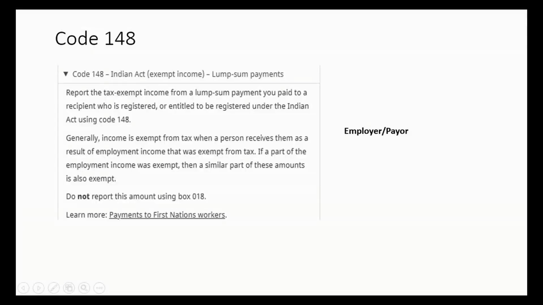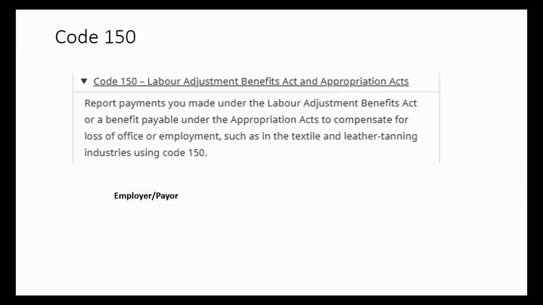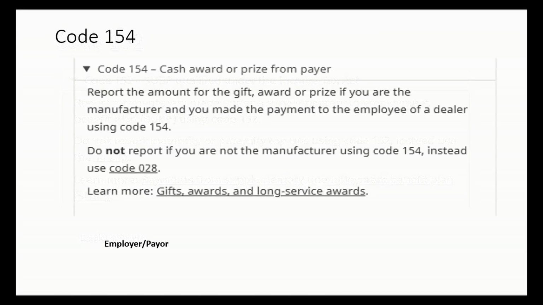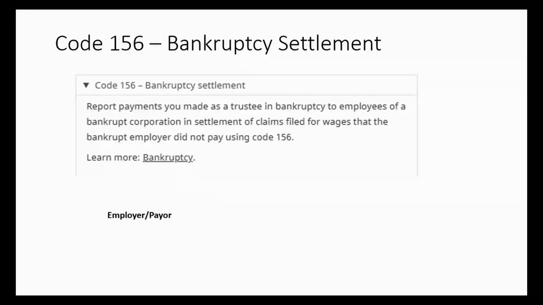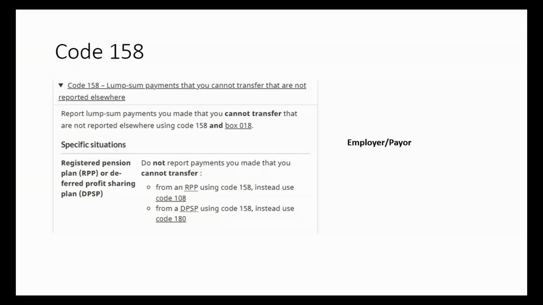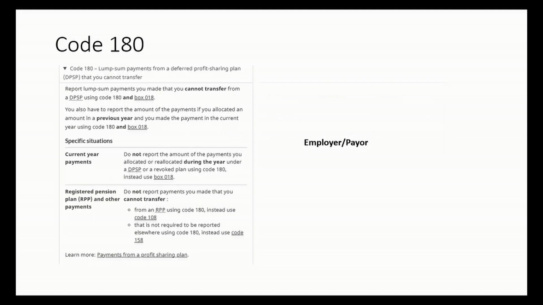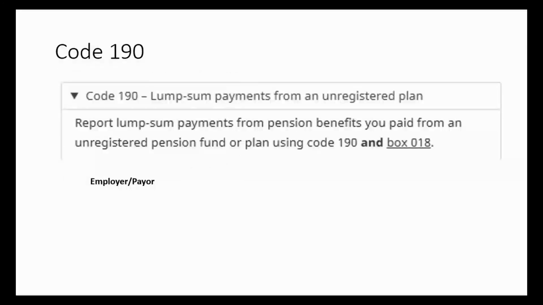Code 148 Indian Act, lump sum payments. Code 150 Labor Adjustment Benefits Act. Code 152 SUBP qualified under Income Tax Act. Code 154 cash award or prize from the payer. Code 156 bankruptcy settlement. Code 158 lump sum payments that you cannot transfer that are not reported elsewhere. Code 162 pre-1990 past service contributions while not a contributor. Code 180 lump sum payments from a deferred profit sharing plan that you cannot transfer. Code 190 lump sum payments from an unregistered plan.